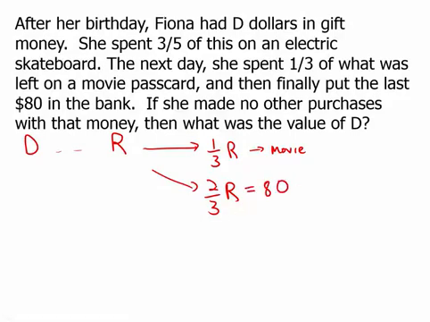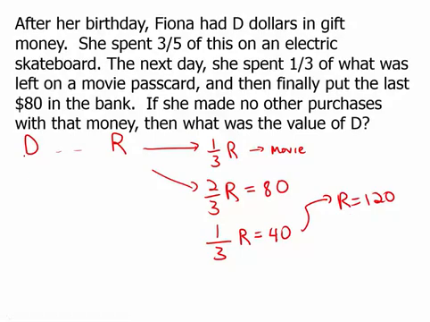Well, that's interesting. Divide both sides of that by 2. 1/3 of R equals 40. Multiply by 3, and we get R equals 120. All right, well, that's interesting. R equals 120. Let's put that on hold.